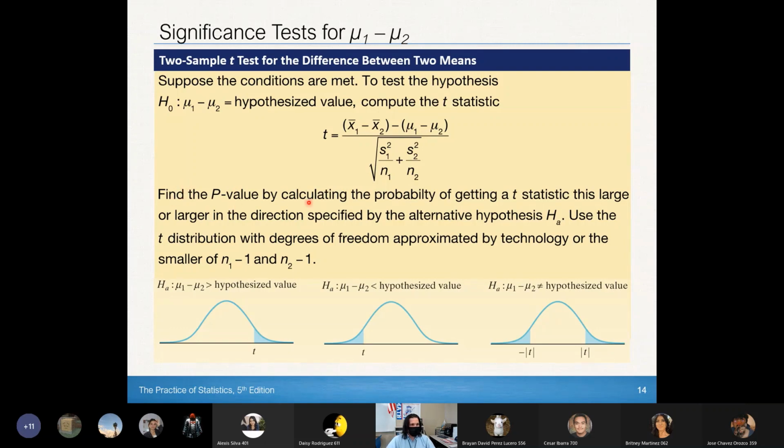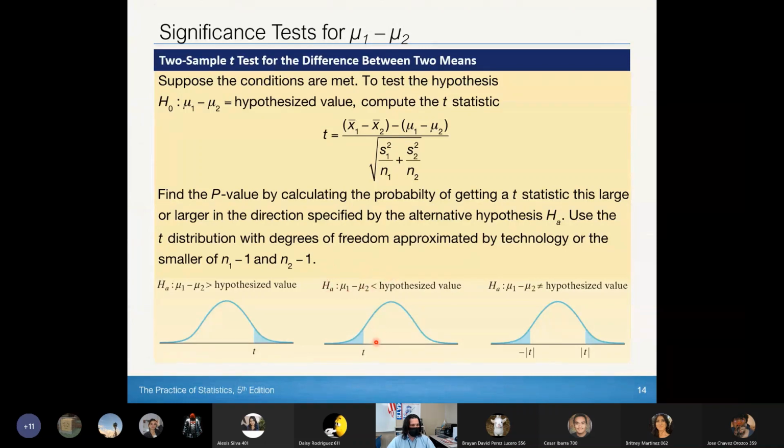We need to find the p-value by calculating the probability of getting a t-statistic this large or larger in the direction specified by the alternative hypothesis, H subscript a. Use the t-distribution with degrees of freedom approximated by technology or the smaller of n1 minus 1 and n2 minus 1. And again, we get this illustration at the bottom. If the alternative is that the difference is greater than whatever the value is, we find the proportion under the curve greater than t.